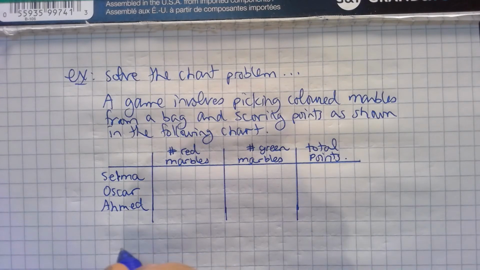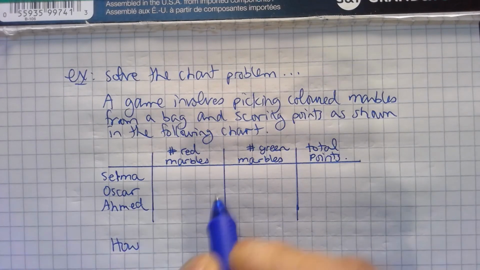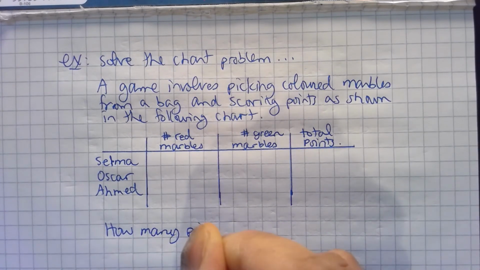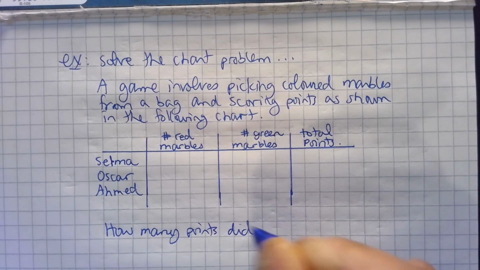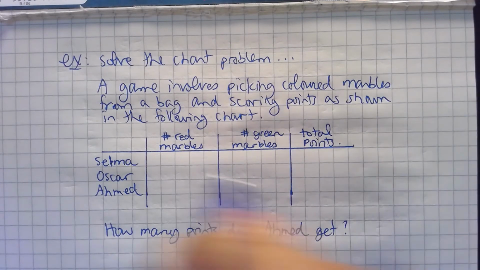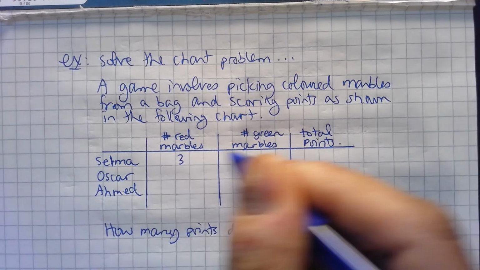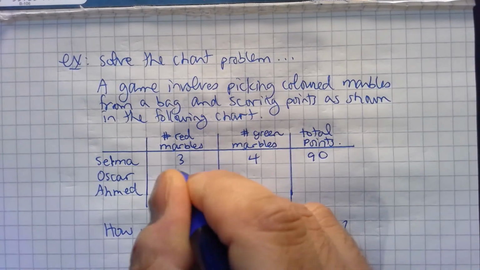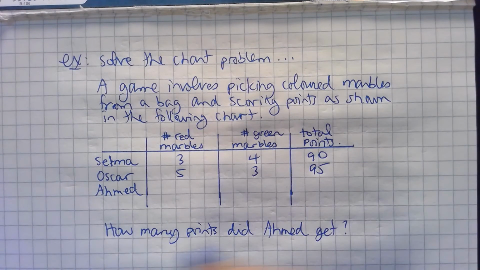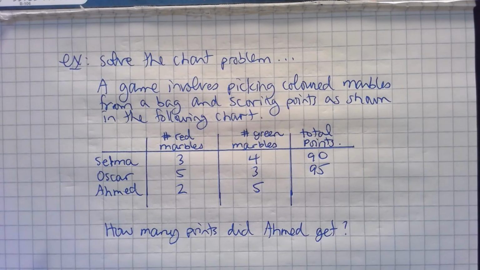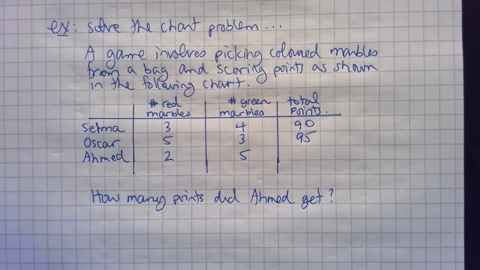The question will be, actually I still need to fill in the chart, and I'll do that in just a second. How many points did Emmett get? So let me fill in the chart. I've got 3, 4, 90. 5, 3, and 95, 2, and 5. As always, you can hit pause if you'd like to get caught up. Okay, I'm going to go ahead and start this.